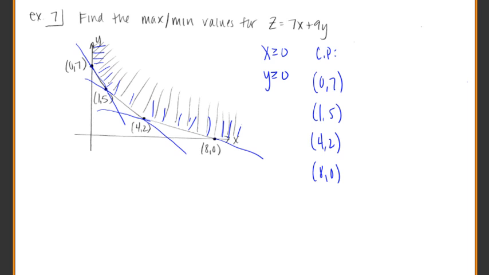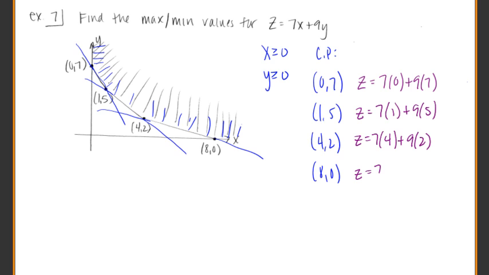Okay. So what we're going to do is we're going to go back and plug these into our actual equation to figure out max and mins. So z is going to equal 7 times my x value plus 9 times my y. So 7 times x and 9 times y. And lastly, 7 times x and 9 times y. So evaluating this all out, 9 times 7 is 63. 7 plus 45 would be 52. 28 and 18 give us a value of 46, and 7 times 8 is 56.